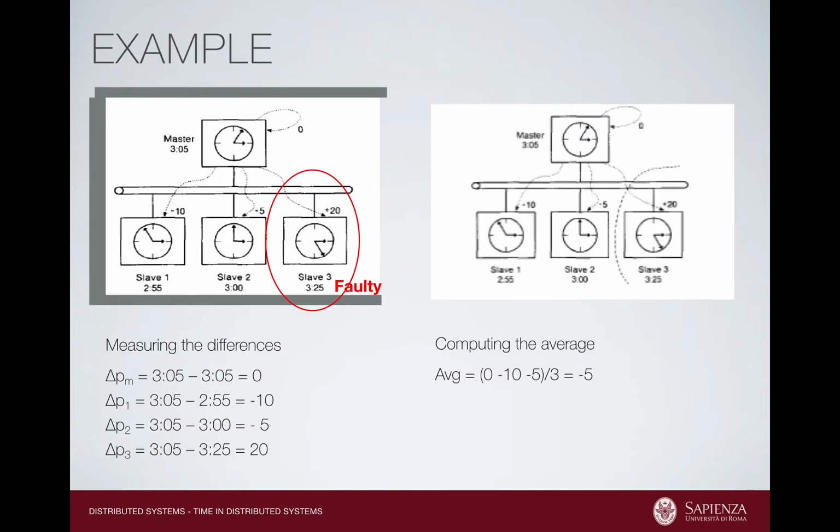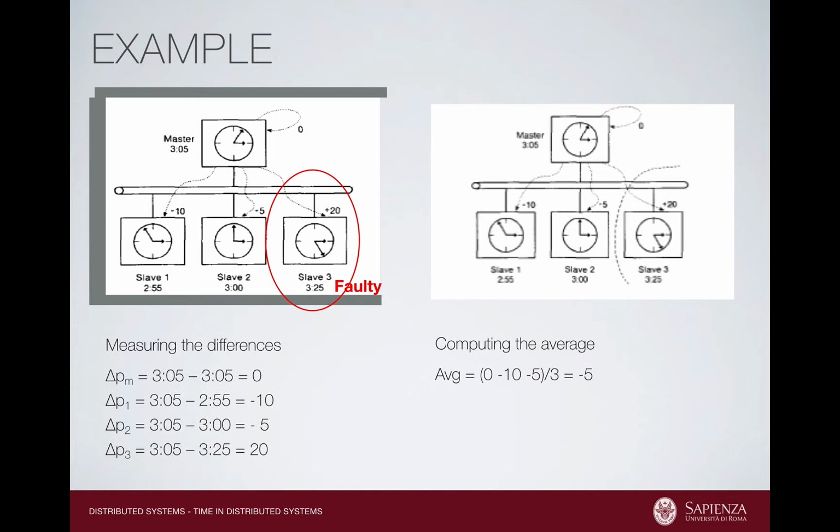This is an example. We have the master at the beginning, and he probes everyone asking for the time, even itself, and then he measures the difference between the time read by the client and the time that he is measuring. So in this case, he measures the difference between itself, that is of course 0. Then we have that client 1 is in the past by 10 minutes, so the difference will be 10, because the server is reading 3:05 and the client is reading 2:55.